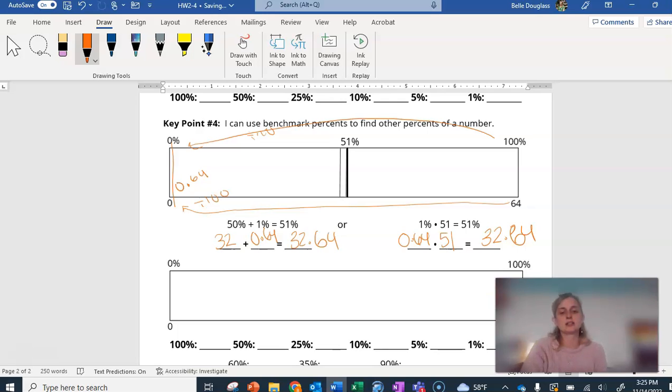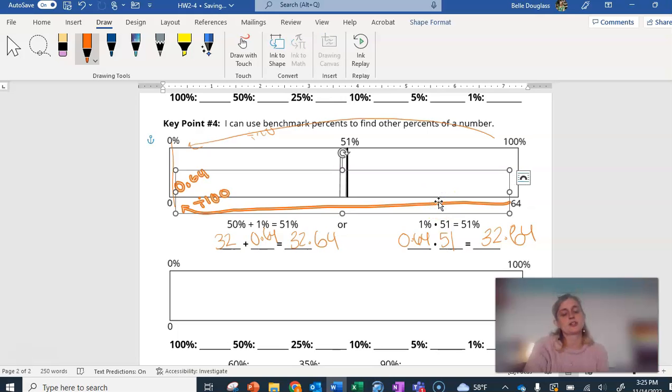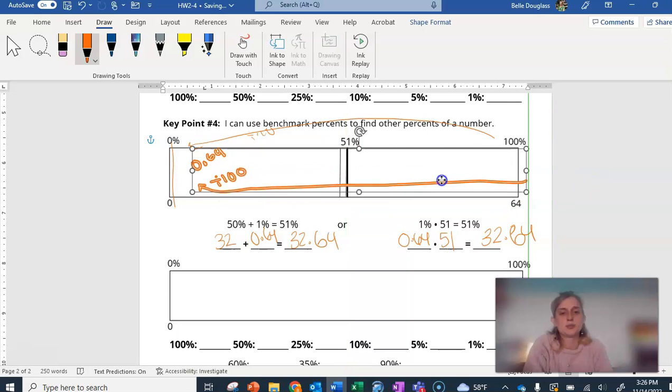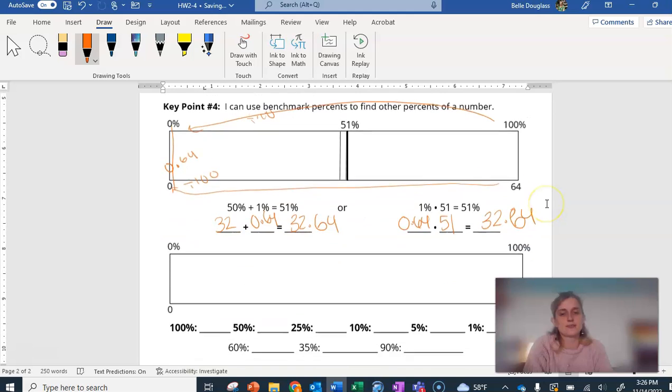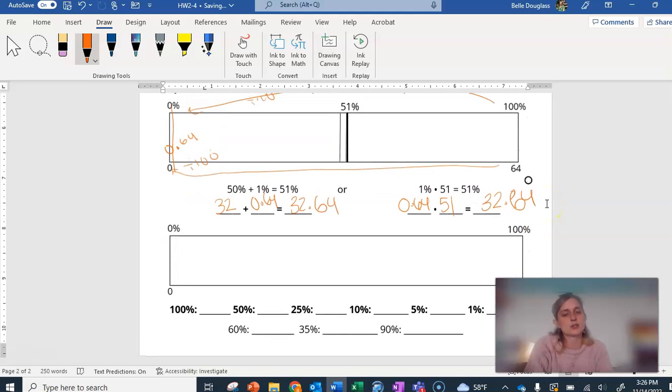Excuse me. Your homework is to finish, depending on which class you are in, you either need to do both this one and this one, or some of you only need to do this one at the bottom.